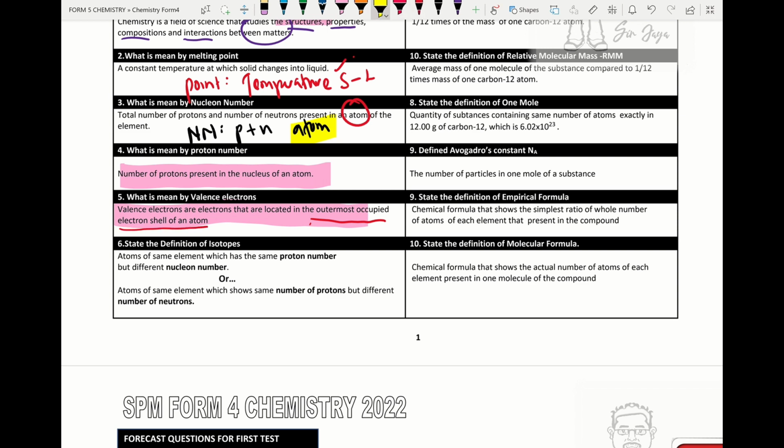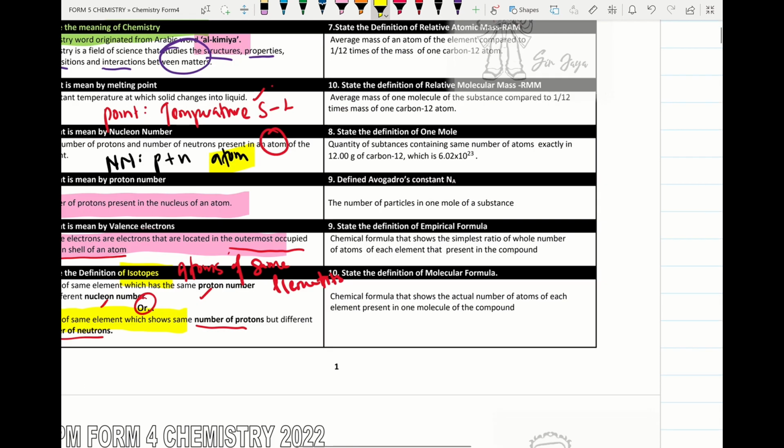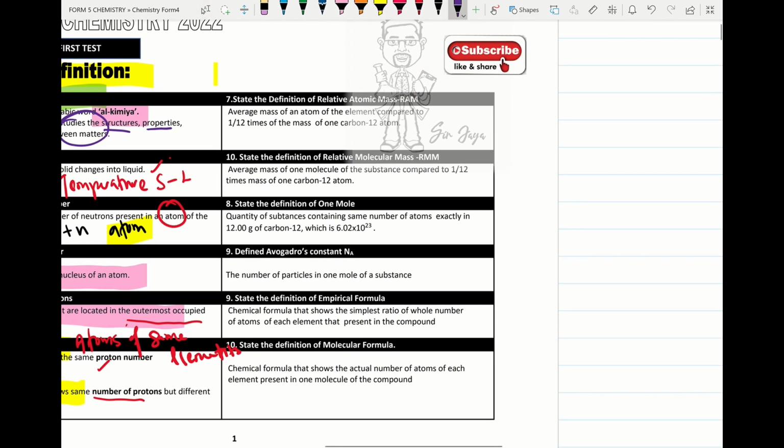All right, so we move on to definition number 6. The most important definition is isotope. Students must mention atoms of the same element which show the same proton number but different nucleon number, or we can use: which show the same number of protons but different number of neutrons. And please remember to put atoms of the same element which show the same number of protons but different number of neutrons.